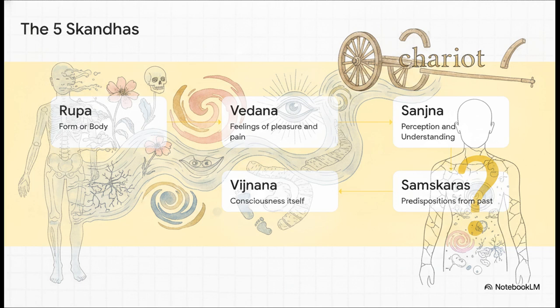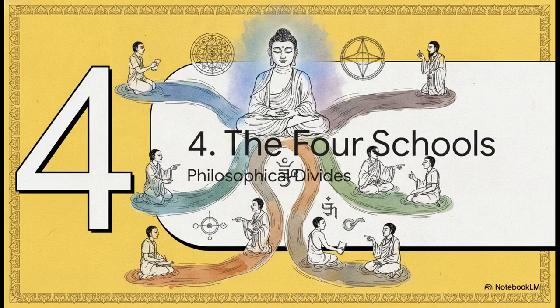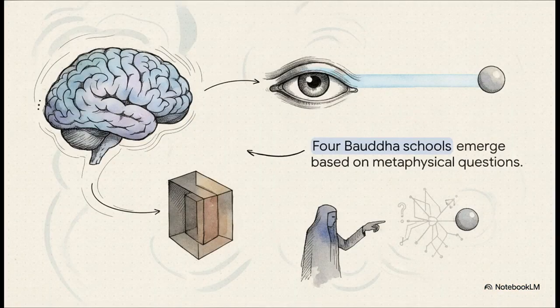And in the exact same way, there is no eternal soul hiding behind these 5 changing skandhas. Let's move on to Section 4, the 4 philosophical schools. So, following Buddha's passing, his deliberate silence on transcendental reality led to some really severe academic schisms, ultimately resulting in 4 distinct schools. The primary divide among these schools boils down to 2 massive questions.